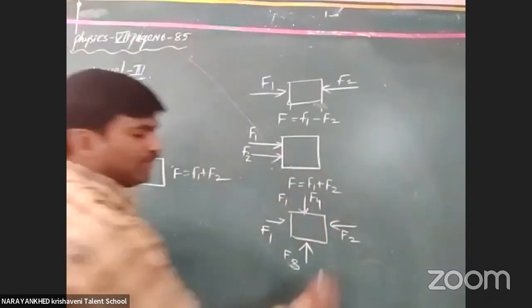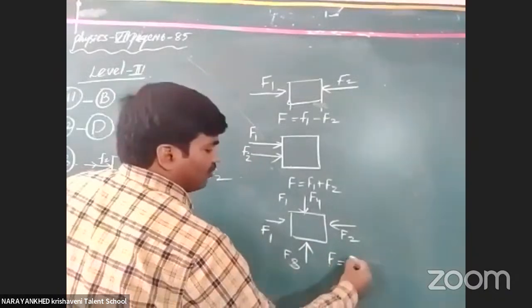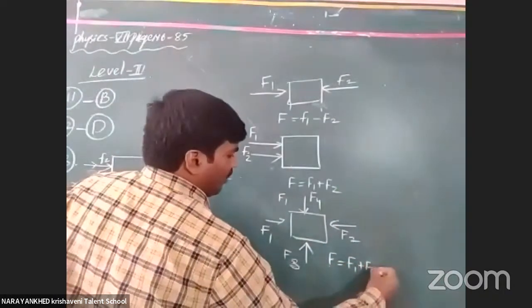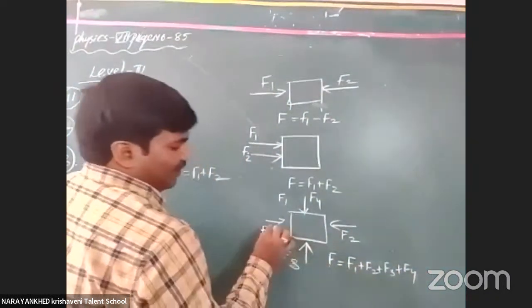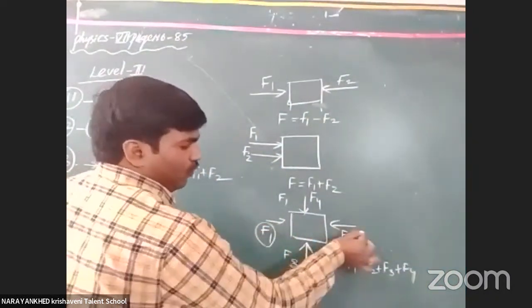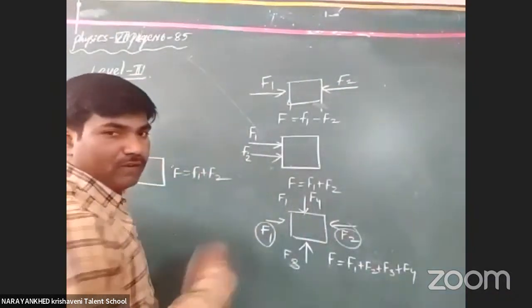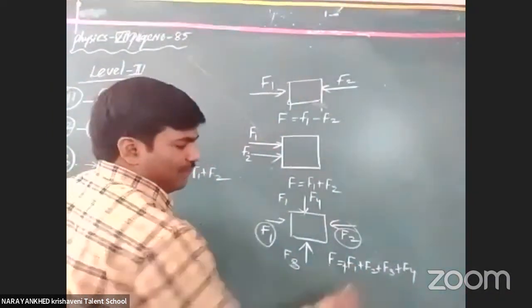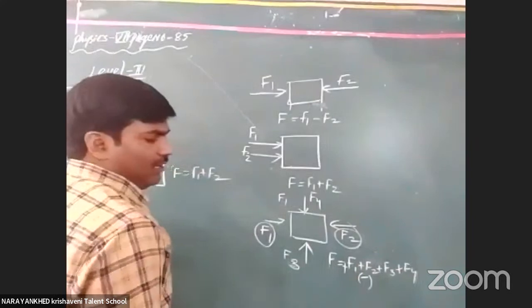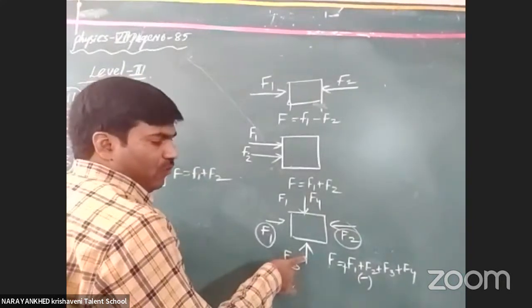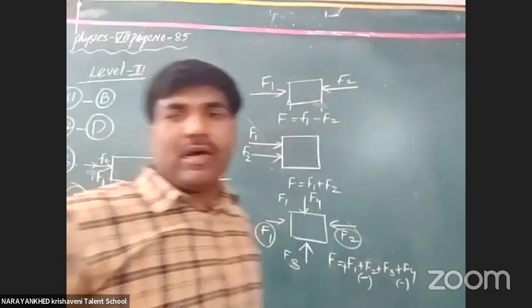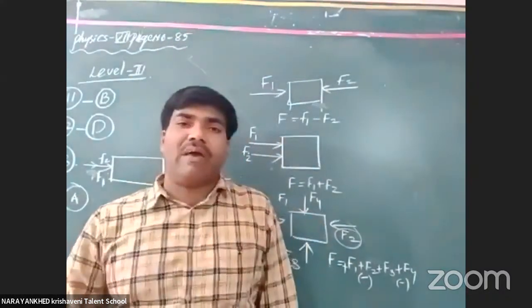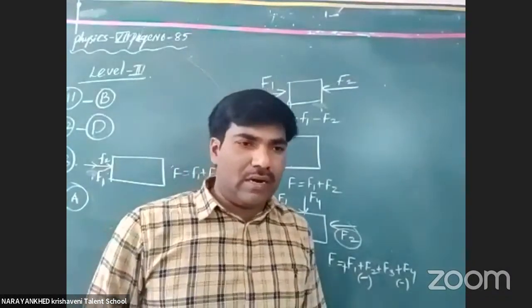Initially you have to write F1 plus F2 plus F3 plus F4. But next, F1 is opposite to F2. That's why, in case you take F1 as positive, you take F2 as negative. F3 is positive, and F4 you should make negative. Depending on the direction only we consider it. Got it or not? Yeah.